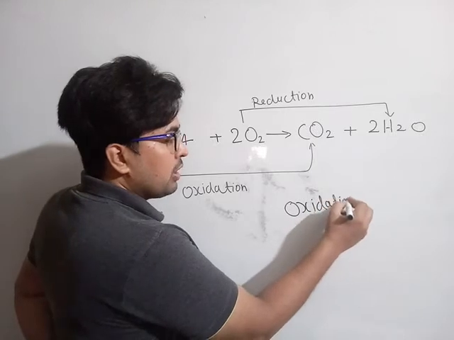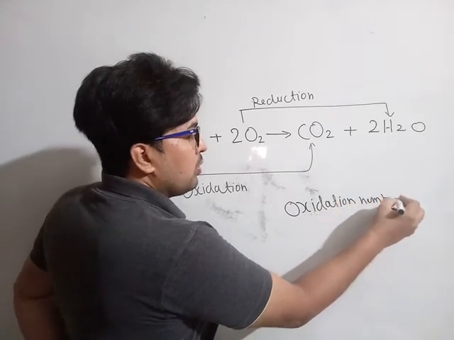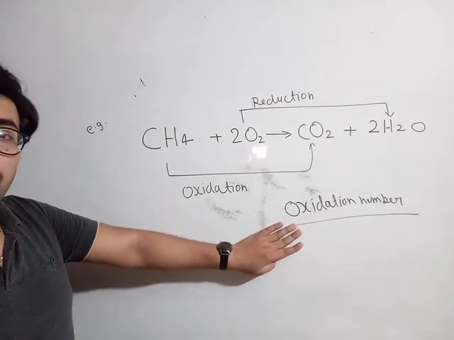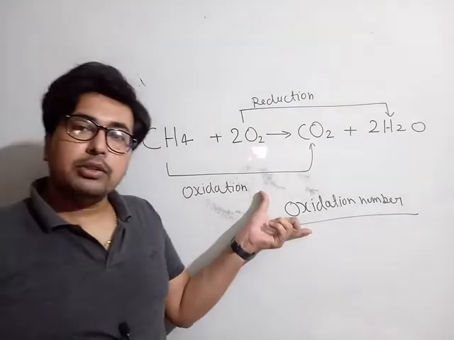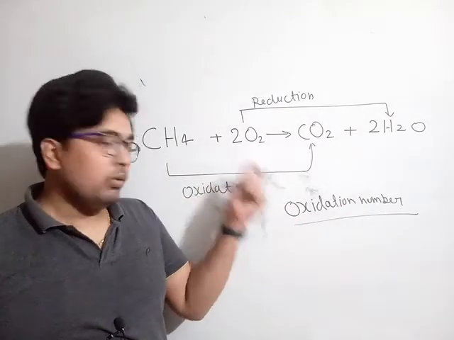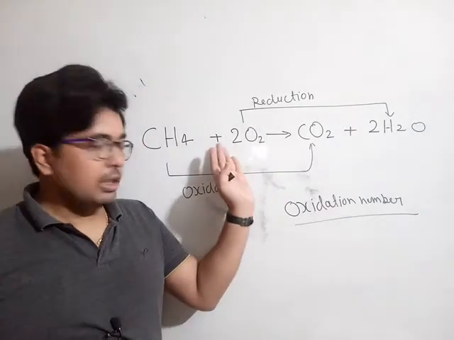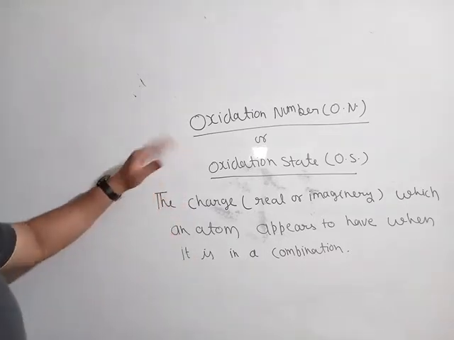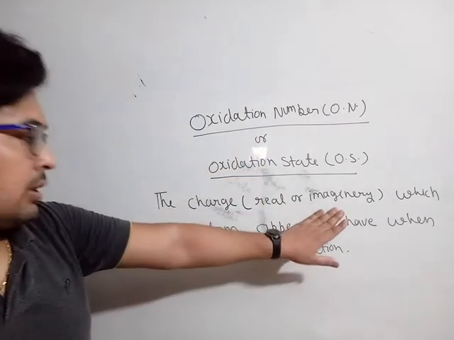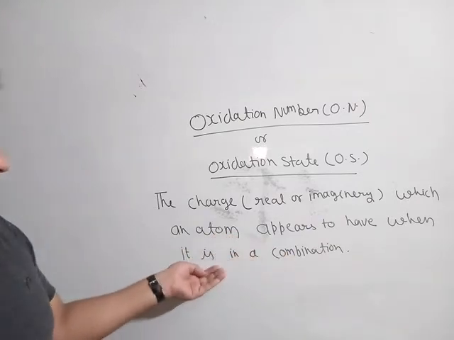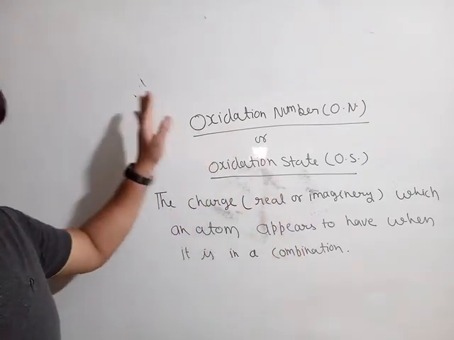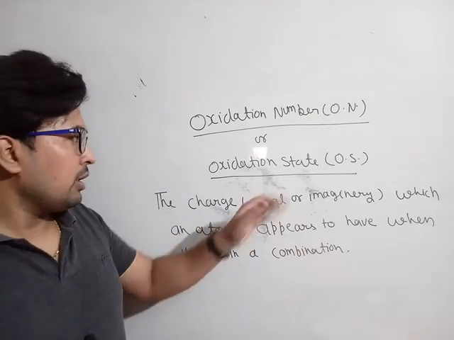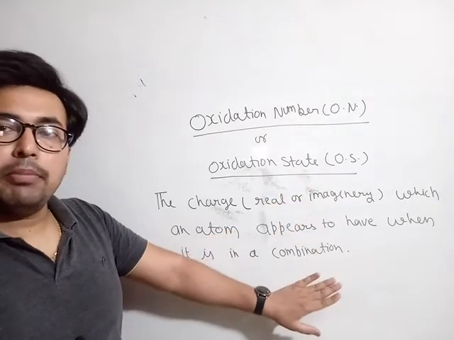To overcome this problem, we came to a method called oxidation number. We'll learn the definition of oxidation number, how we can find it in covalent as well as ionic compounds, and how to balance the redox reaction by the oxidation number method. So what is the definition? The charge, which may be real or imaginary, that an atom appears to have when in combination is called the oxidation number or oxidation state. We'll learn how to calculate the oxidation number in ionic as well as covalent compounds.